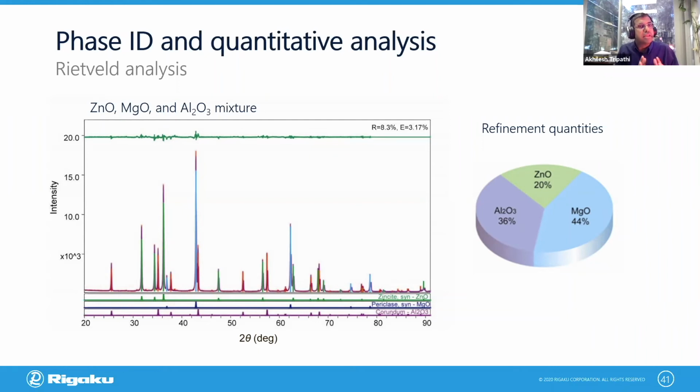Once the matching of the data is complete, which is shown by those two little numbers there, R and E, where R is the residual parameter and E is the goodness of fit, and once this is very good, which is also shown by a green line at the top, called the difference pattern, which is left with nothing, it means my fit is very good. My calculated pattern is very close to the actual data. And then we have all the information about this mixture of phases. In this case, corundum is 36%, zinc oxide 20%, and magnesium oxide 44%.